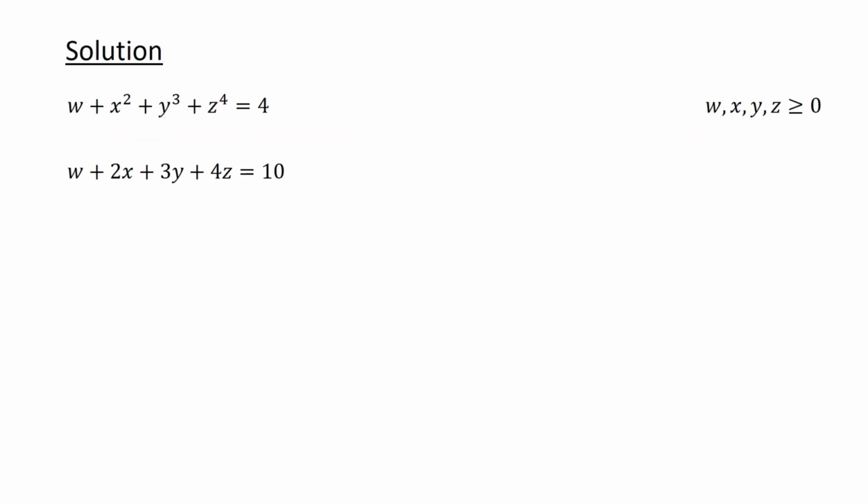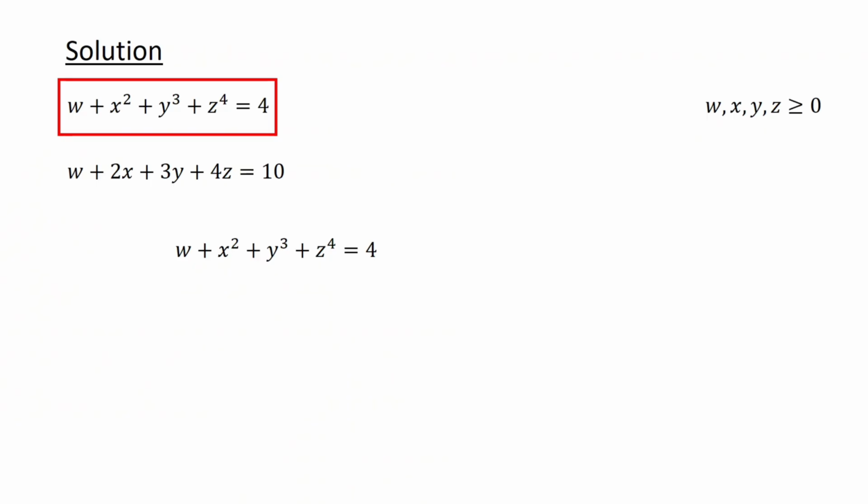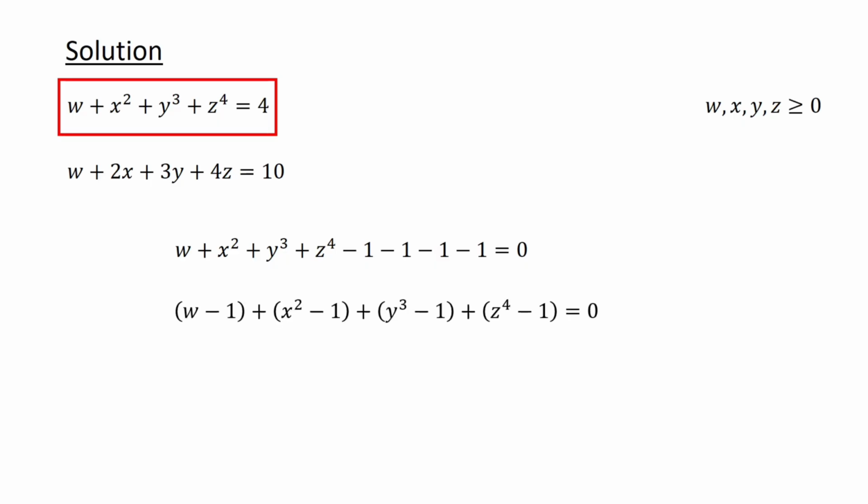First, consider the equation w + x² + y³ + z⁴ = 4. Subtracting 4 from both sides gives us w + x² + y³ + z⁴ − 4 = 0. Next, split −4 into −1, −1, −1, −1, and rewrite the equation as (w − 1) + (x² − 1) + (y³ − 1) + (z⁴ − 1) = 0.